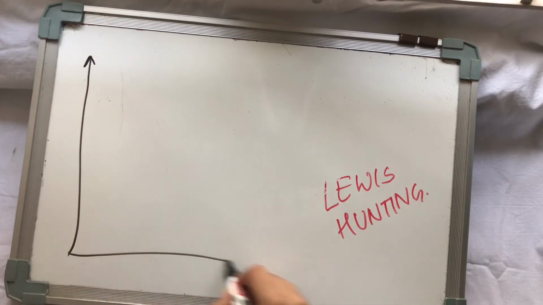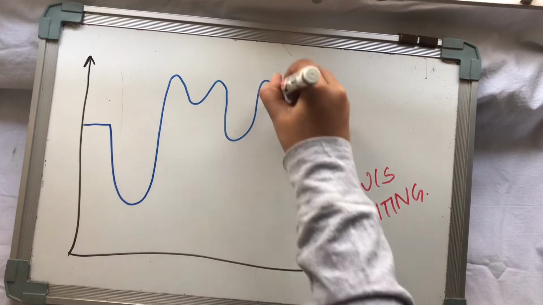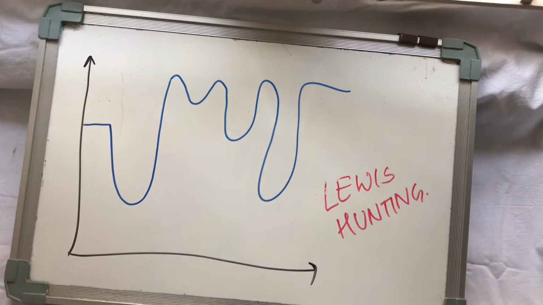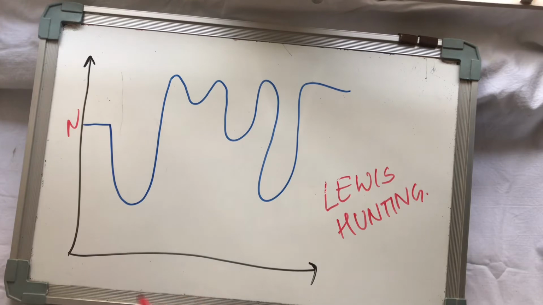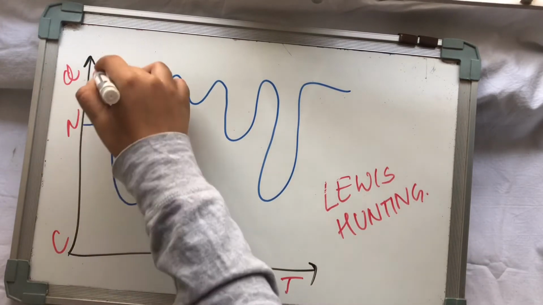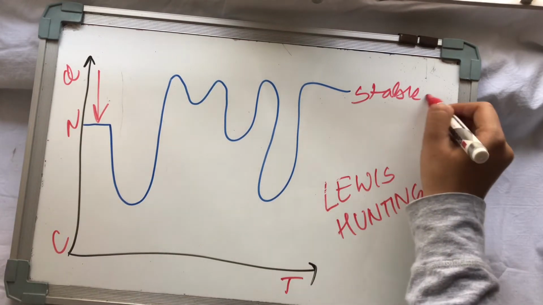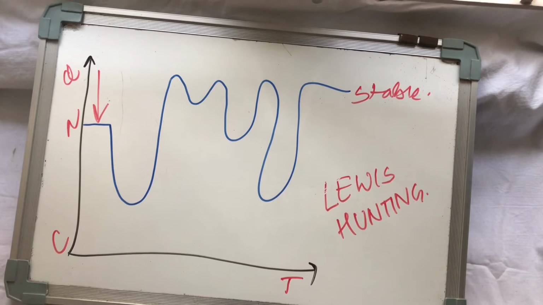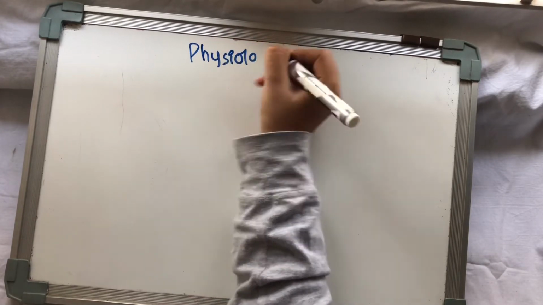Here is a graph of the Lewis hunting reaction. This is normal. Then vasoconstriction occurs, dilation, constriction, dilation, constriction. As we can see in the graph, this is the normal point, this is time, the higher point is dilation, and the lower point is constriction. Here the cold is applied, and at this point the flow becomes stable. So that is the Lewis hunting reaction. That's how our body reacts.